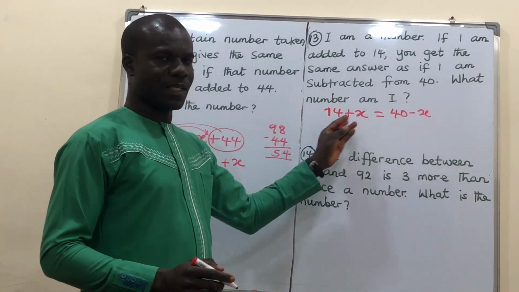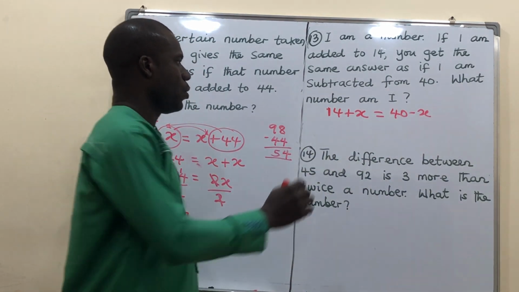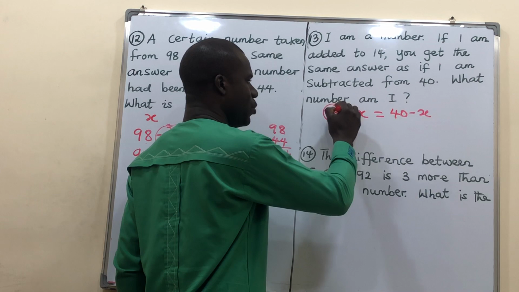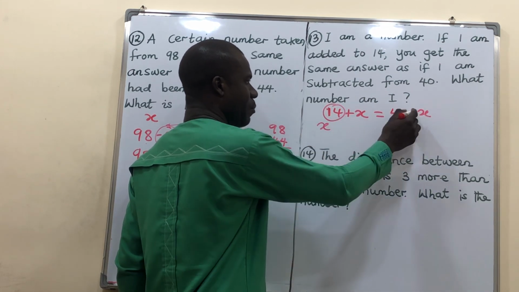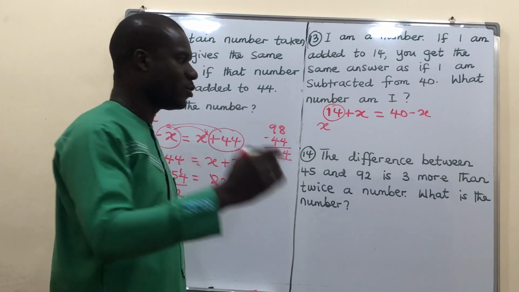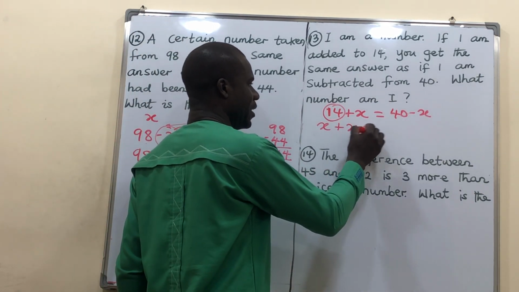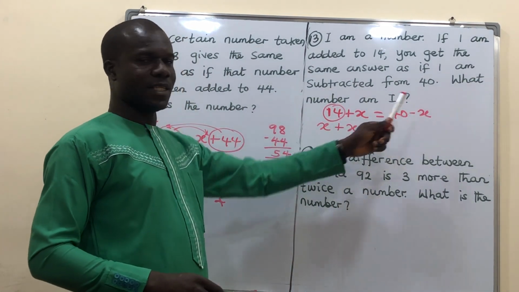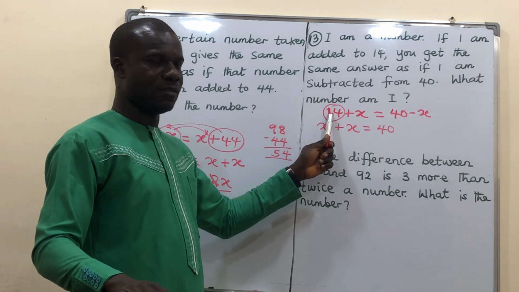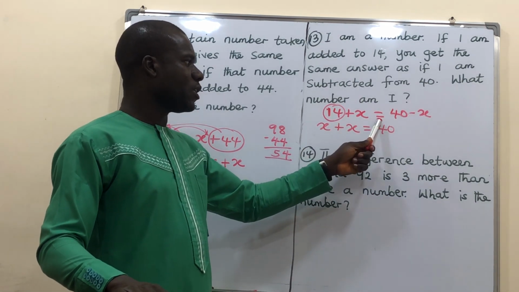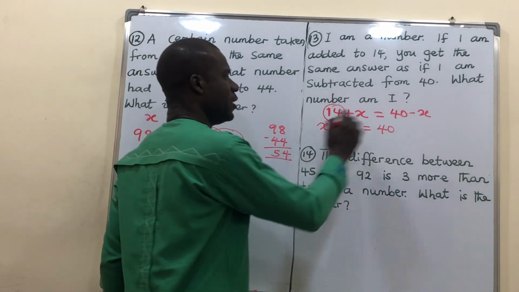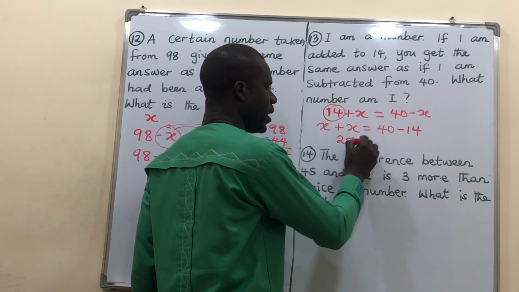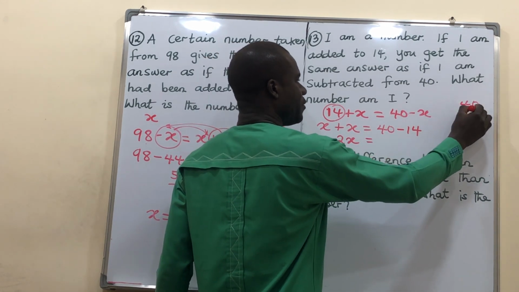To get the number, we collect like terms. Bring minus x to the left hand side and move 14 to the right hand side. So minus x crosses this equals sign and changes to plus x on the left hand side, equals 40. As positive 14 crosses the equals sign to the right hand side, it changes to minus 14. x plus x will give me 2x equals 40 minus 14.